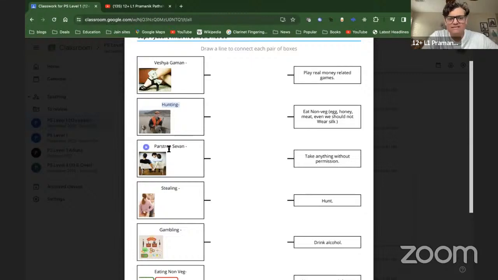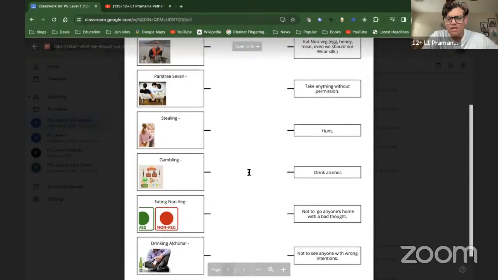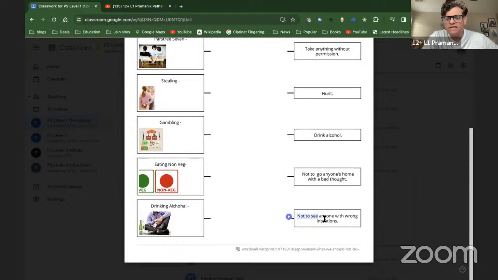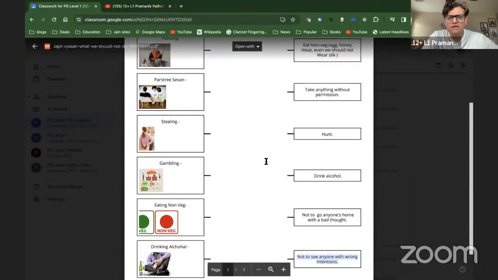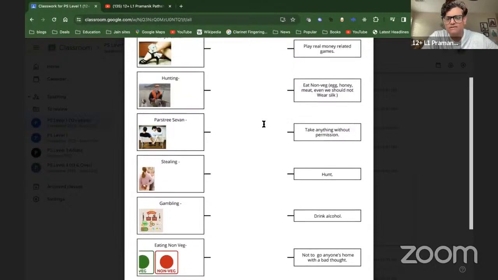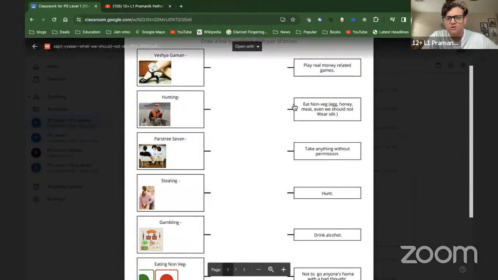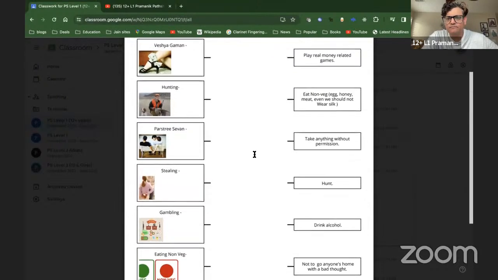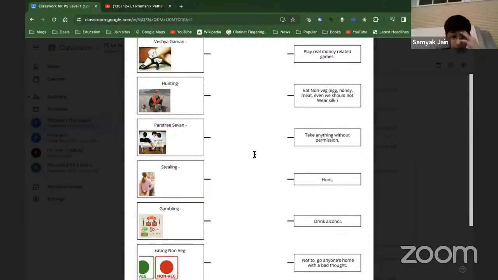Okay, what is Parstri Sevan? Parstri Sevan is not to see anyone with wrong intentions, right? Having a relationship beyond marriage is Parstri Sevan. Okay. Stealing. What is stealing? Samyak, out of them, what do you think is stealing? Take anything without permission. Perfect.